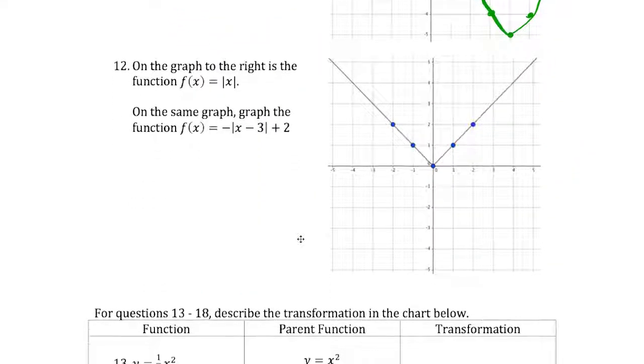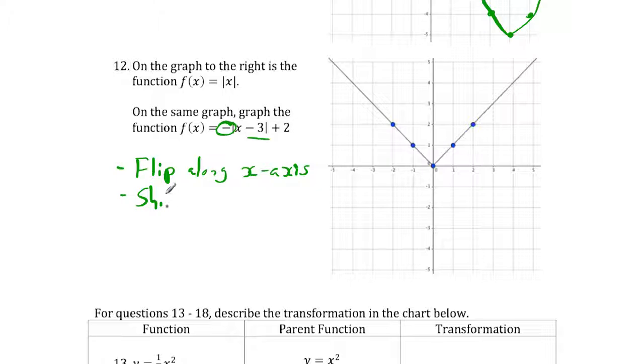All right, and so for the next one, we have an absolute value function. Again, they give us the parent function, which is nice. And there are 3 transformations. The first is this flip: we are flipping along the x-axis. We are shifting right 3, and we are shifting up 2.